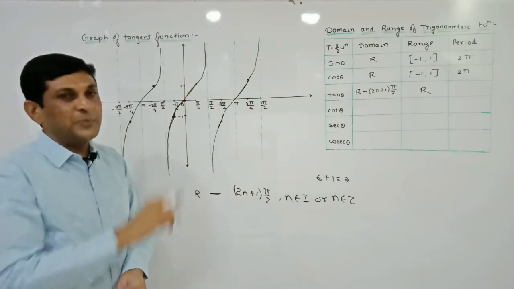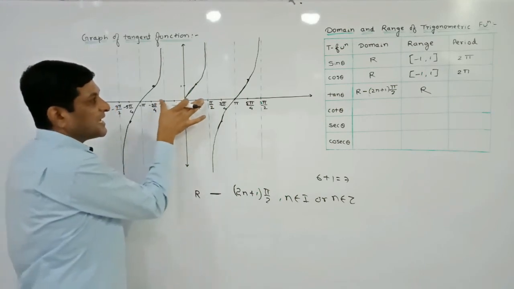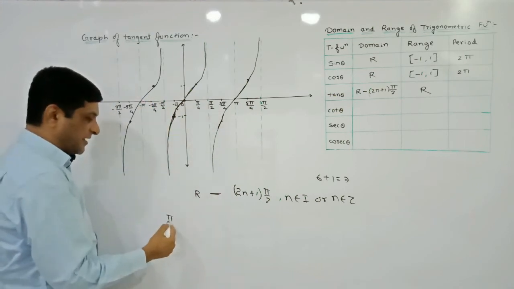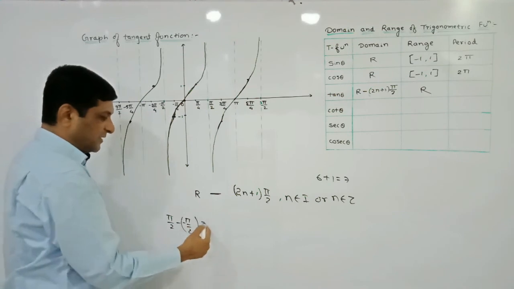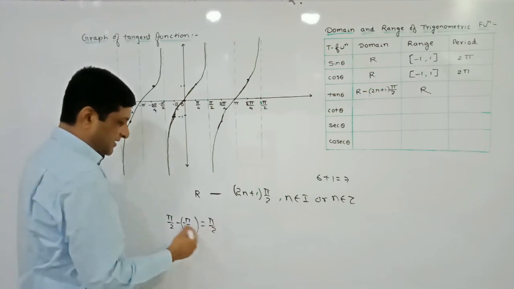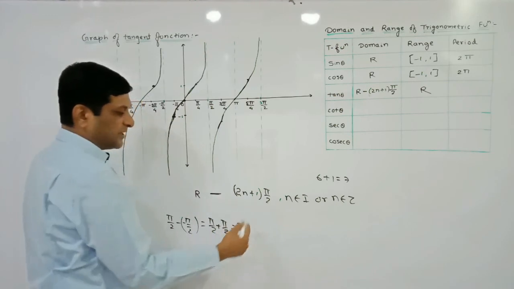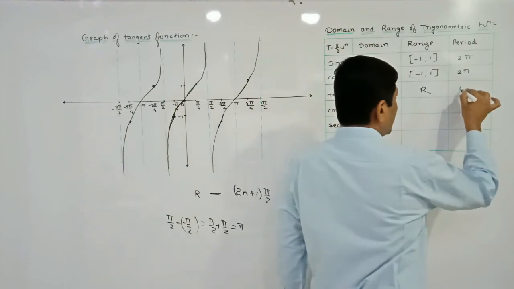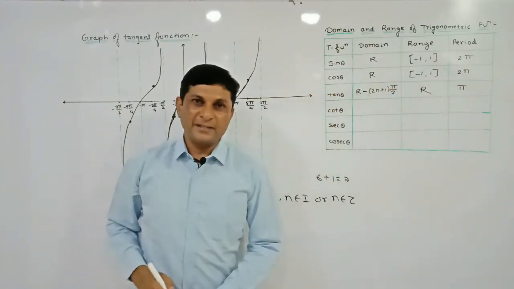Now we are finding the period, that is, after how much fixed interval the values are repeating. So these are the values. From pi by 2, if we subtract minus pi by 2, pi by 2 minus of minus pi by 2, minus into minus will become plus, so pi by 2 plus pi by 2 will be equal to what? Pi. Here we can say that the period of this function is pi.